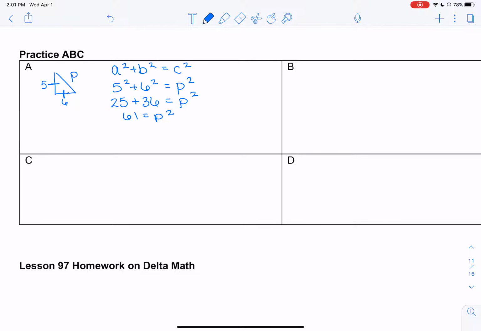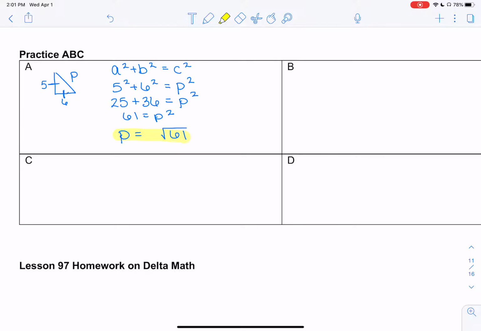Then I square root both sides. And normally you would say, oh, it's going to be a plus minus square root 61. However, this is talking about a length, a distance, and therefore it's going to always be a positive answer. And we leave it just like this. P equals the square root of 61. 61 is not able to simplify.